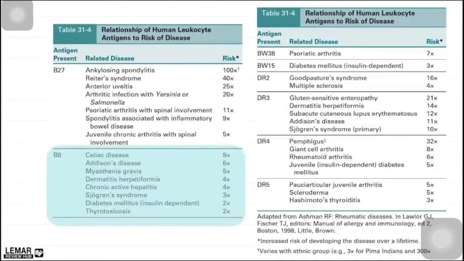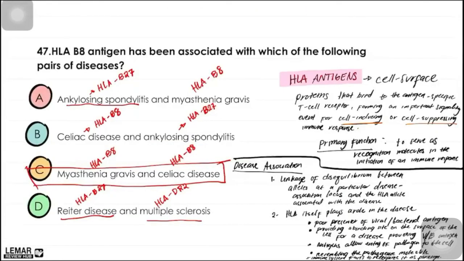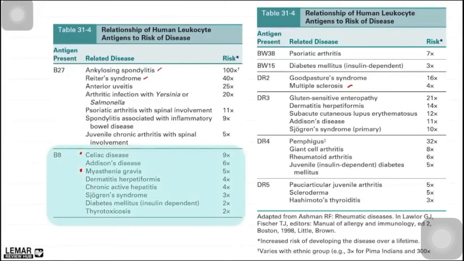So this table is very, very helpful. We have celiac disease and myasthenia gravis here, and the other choices are here. So number 47, the answer is letter C, myasthenia gravis and celiac disease.